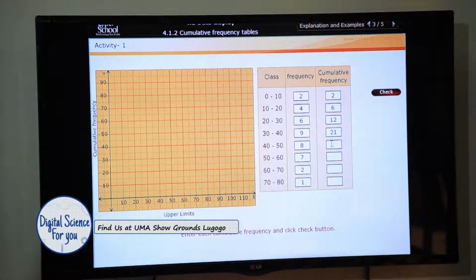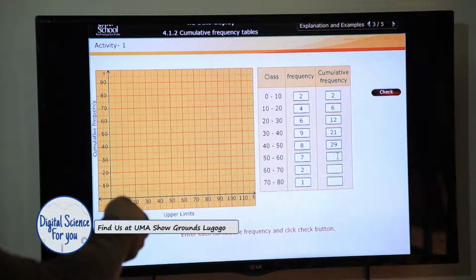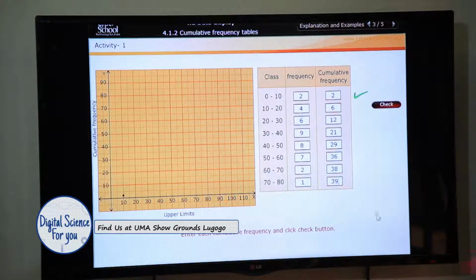21 plus 8 to get me 29. 29 plus 7 to get me 36. 36 plus 2 to get me 38. 38 plus 1 to get me 39. Then I check if my cumulative frequencies are correct. That tick tells me that they are actually right.